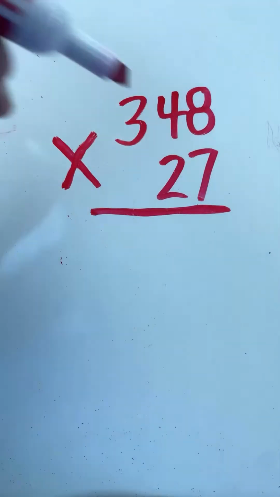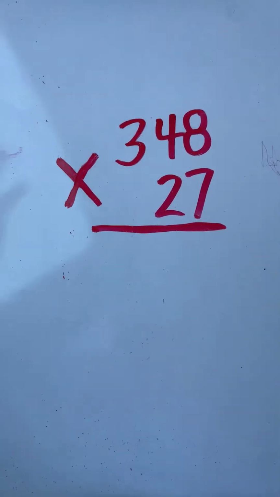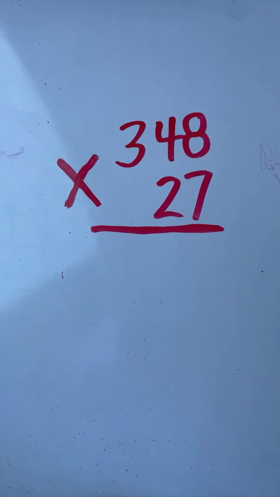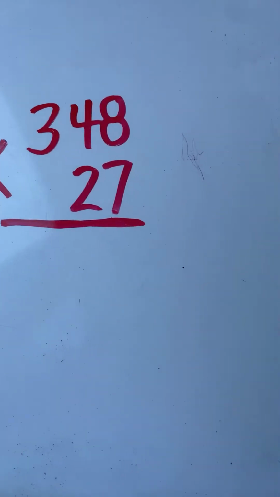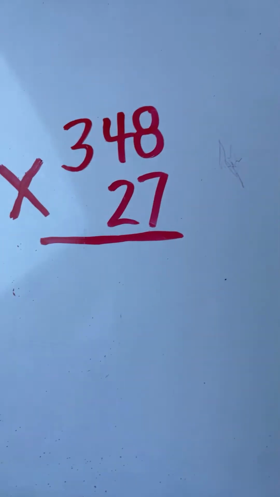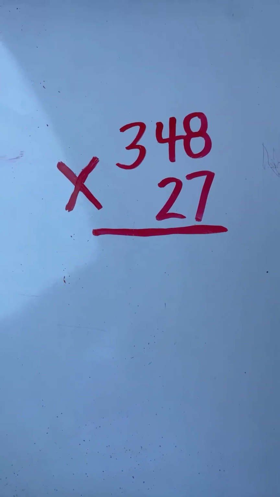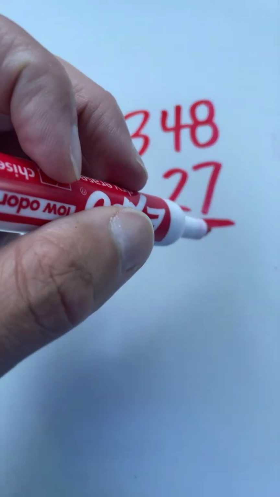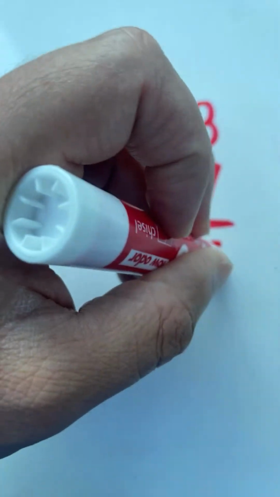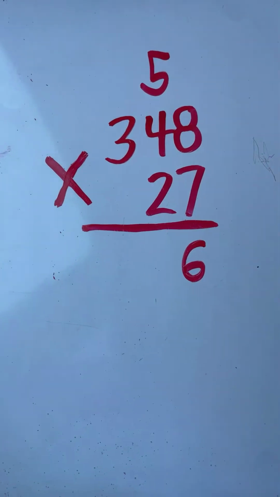Eight times 7, so getting ahead of myself here. So the first thing we're going to do is multiply the digits in the ones place. So we are going to multiply 8 times 7 to start. Now 8 times 7 equals 56. So we're going to put a 6 in the ones place, and then the 5 in 56 we have to carry over to the tens place.